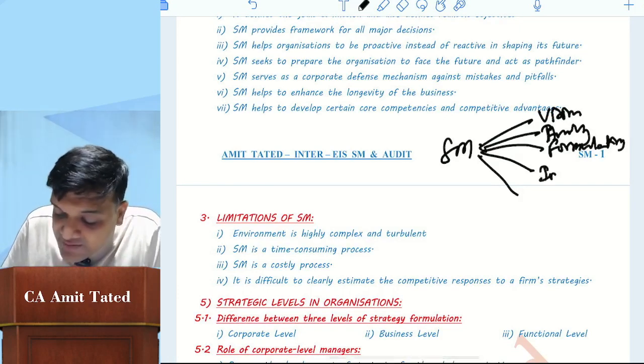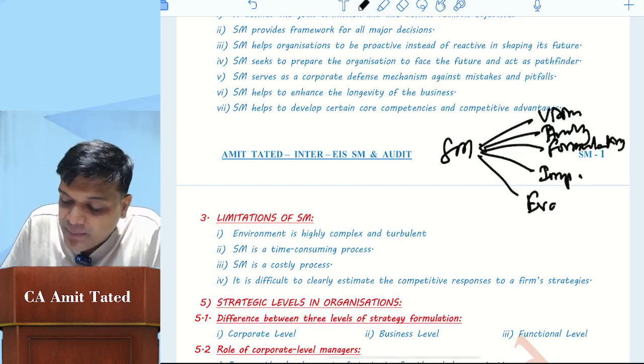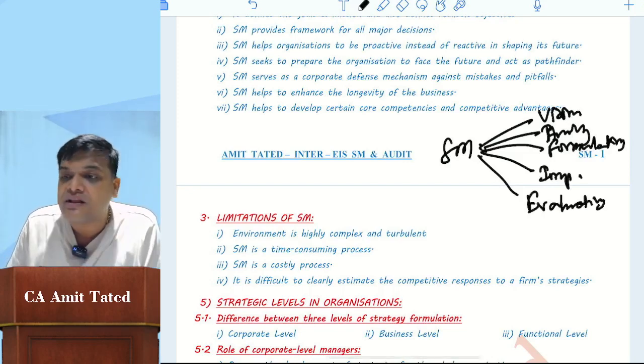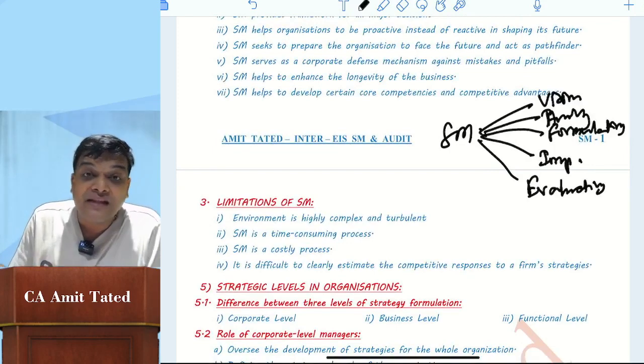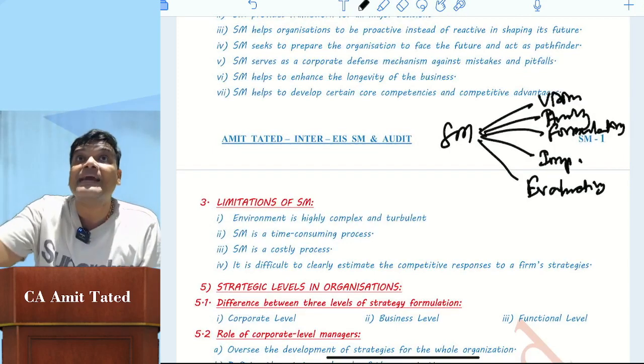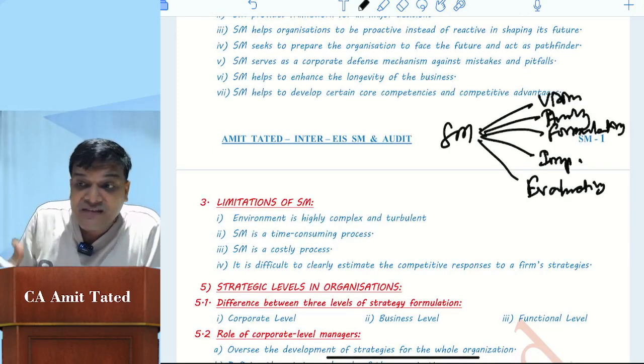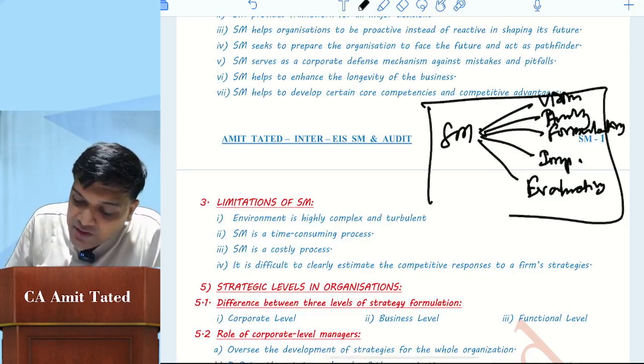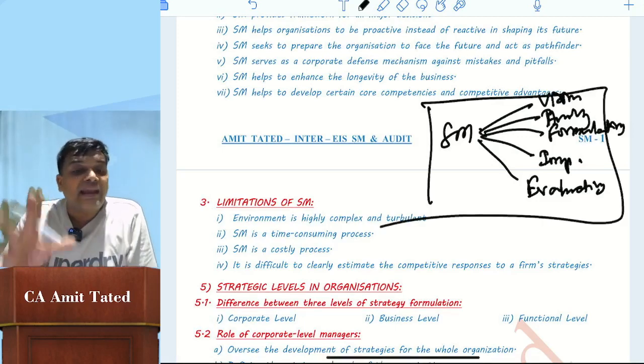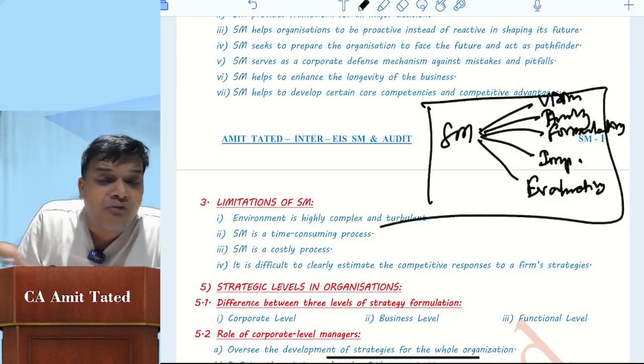Next point, Amit Tated is implementing the strategy. And last point is Amit Tated is evaluating the strategy. Are you getting the point? Okay, so whenever I say Amit Tated is having a strategy, it means he is having planning and other things. But if I say Amit Tated is having strategic management, just make sure you are clear with this particular point. If I say any organization has strategic management, what does it represent?